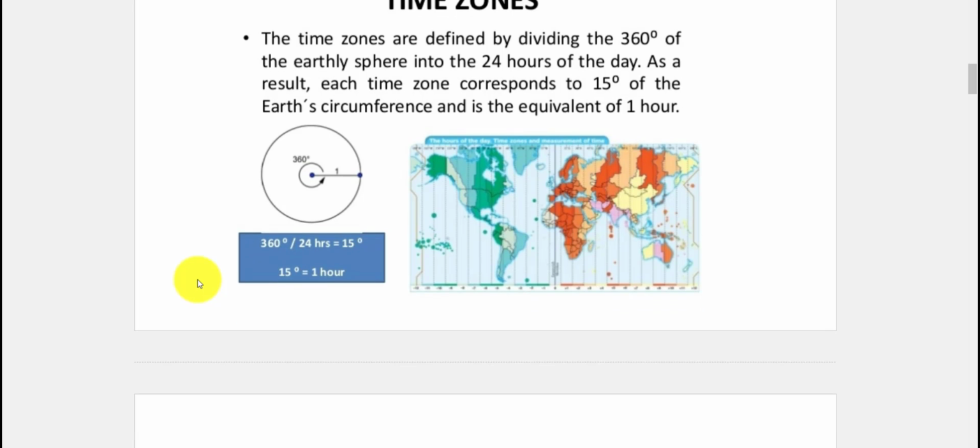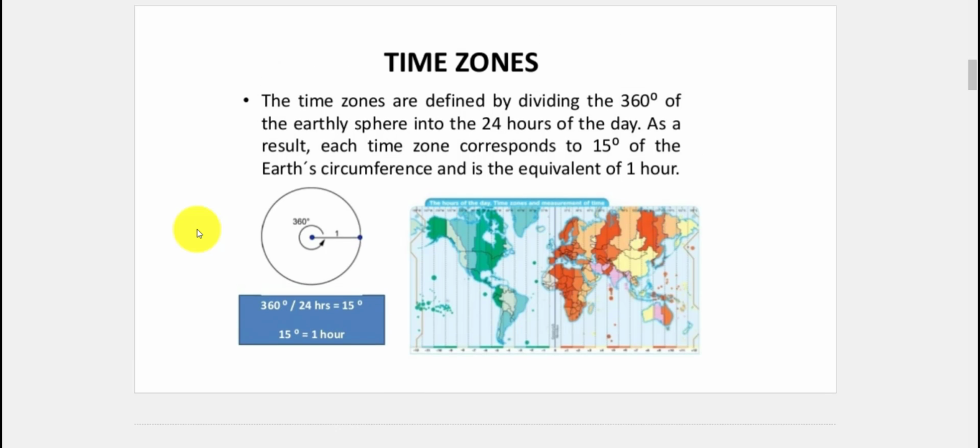So the reason that we come up with 15 degrees for these time zones is that the Earth is a sphere and it is 360 degrees. If we divide that by 24 hours of the day, then we get each time zone corresponds to 15 degrees of the Earth's circumference.